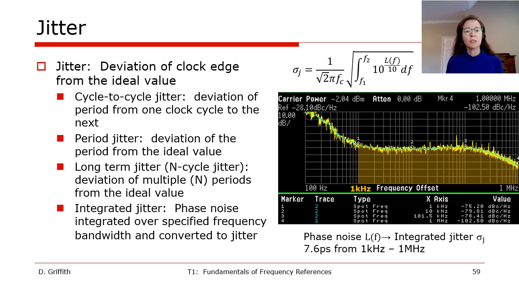Next is period jitter, which is how much any period varies from the ideal value, also important for the digital circuits. Third, we have long-term jitter or N-cycle jitter or accumulated jitter, which is the deviation in multiple cycles from the average value. And fourth, we have integrated jitter, which is the phase noise integrated over a specific frequency bandwidth and converted to jitter as shown in the equation here. This is relevant for wireless applications, PLLs, and high-speed serial links.